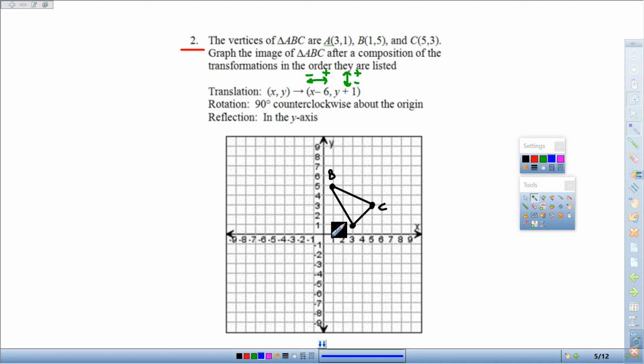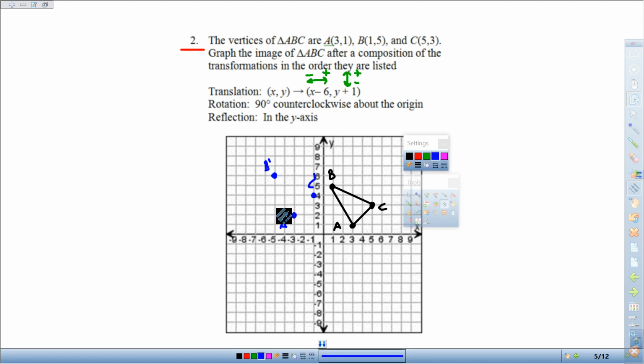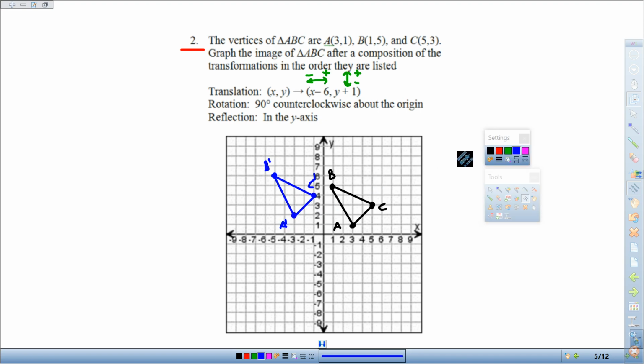Okay, I'm going to start with A. So left 1, 2, 3, 4, 5, 6, up 1. Okay, there's A prime. B, left 1, 2, 3, 4, 5, 6, up 1. And C, left 1, 2, 3, 4, 5, 6, up 1. Okay, and you guys know, as always, when you move these shapes, they are not changing shape. If this triangle happened to be bigger or wider or whatever, I would go back and double check.